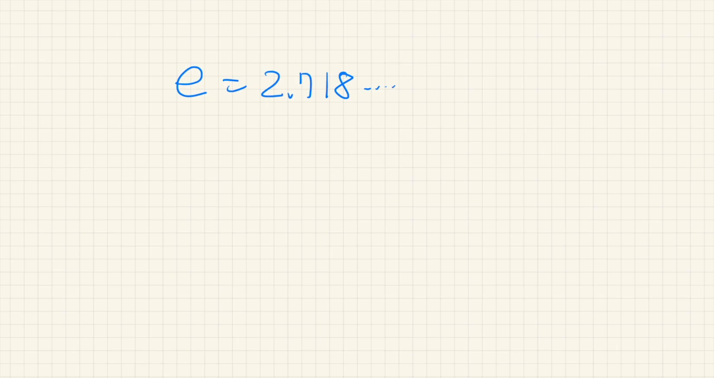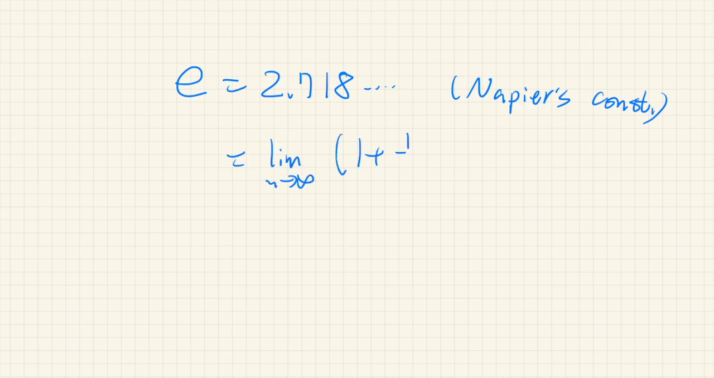Alright, in this video we study Napier's constant, that is e equals 2.718 and so on, as the limit of a certain sequence. Okay, let's start. So this constant called Napier's constant can be obtained as the limit of this sequence, 1 plus 1 over n to the power of n.